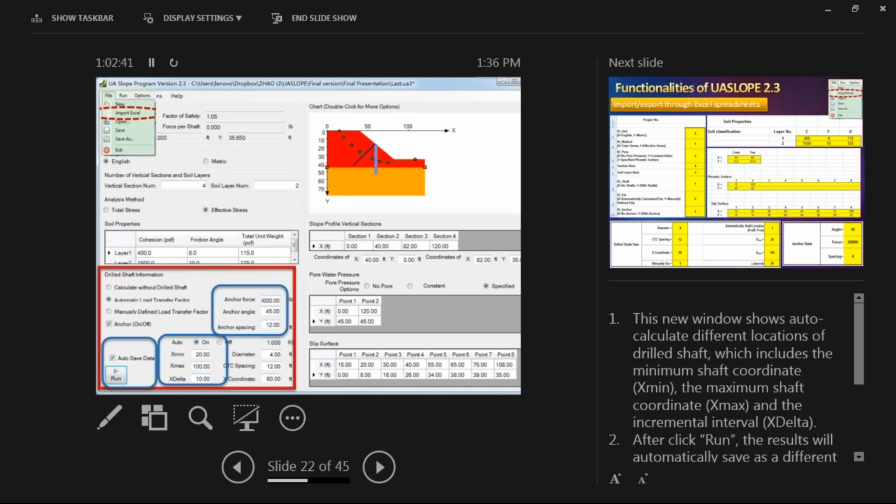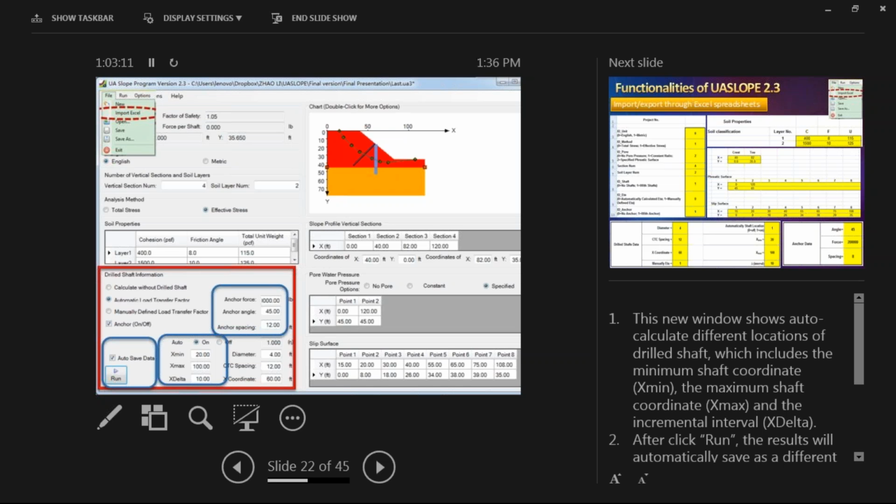here we have a drill shaft information. You can calculate the slope factor static without drill shaft, or with the drill shaft, and use the automatic function embedded, or you can define your load transfer function, or you can have anchor together with drill shaft on or off. When it's off means you don't have anchor, you only have drill shaft. So it covers a different combination of possibility in this interface.